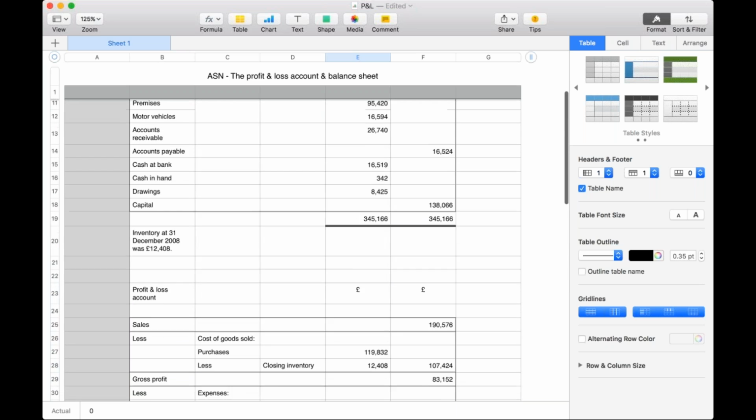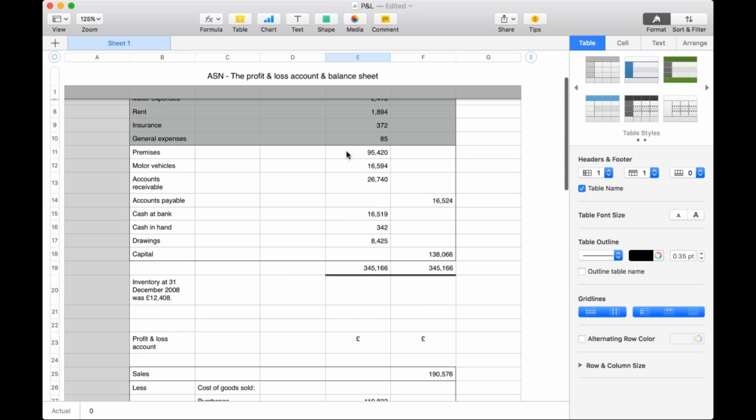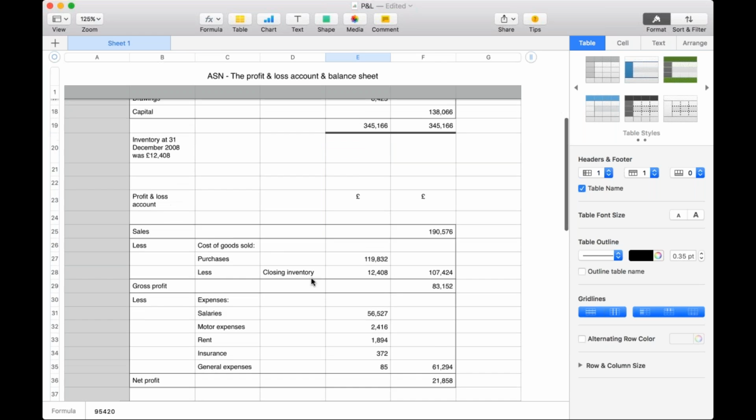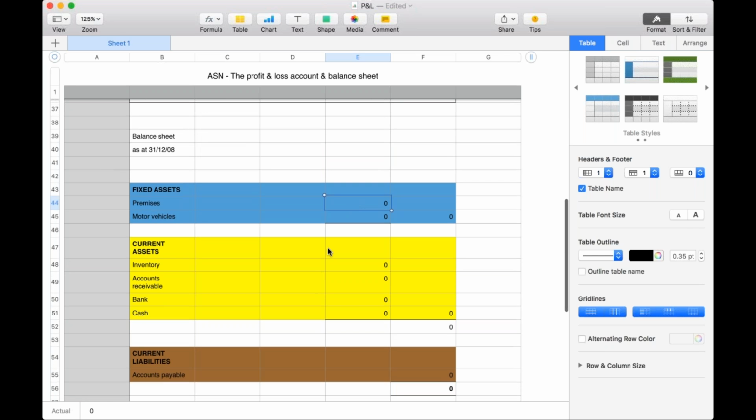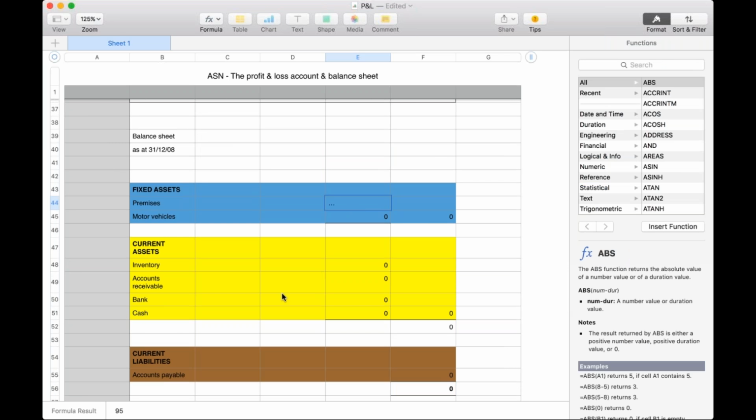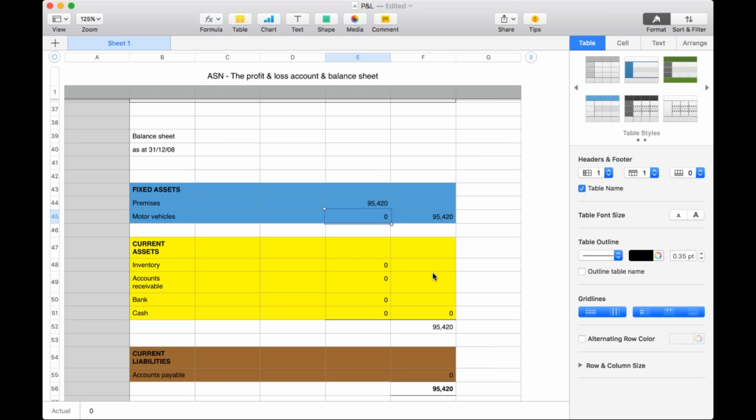So if we go back to our trial balance, our premises figure there, which is a debit balance, is 95,420. So I'm going to go back to the balance sheet, and I'm going to put 95,420. Okay. So our next fixed asset is motor vehicles.